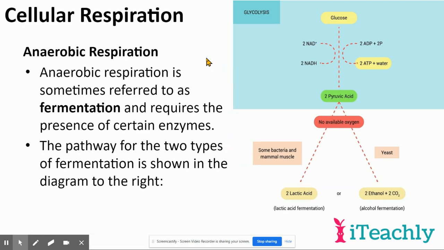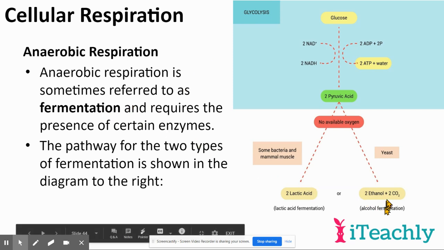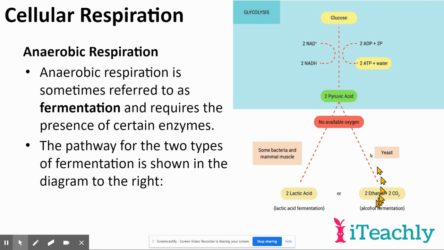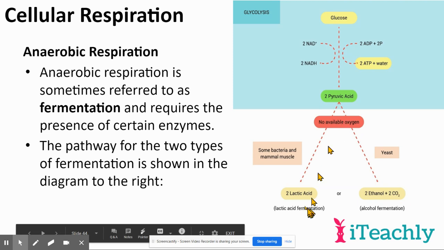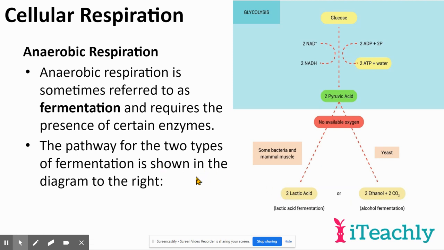Anaerobic respiration is sometimes referred to as fermentation, and that's this right here. Oh yeah, they're both fermentation. This one produces alcohol. This one produces lactic acid. So anyway, that's that.